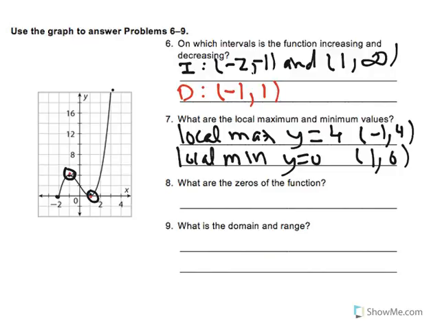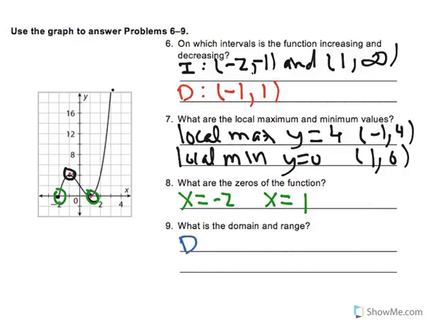So if you look at the graph, the zero of the function is when the graph crosses the x-axis. So we have this point and this point. So we see that this is when x equal to -2 and x equal to 1. And number 9, what is the domain and the range?